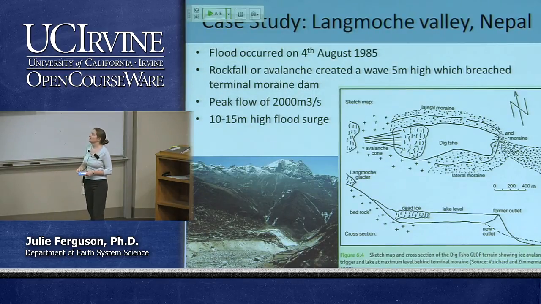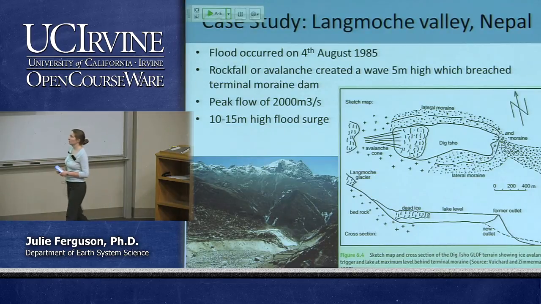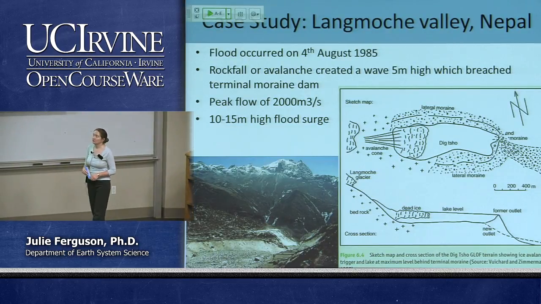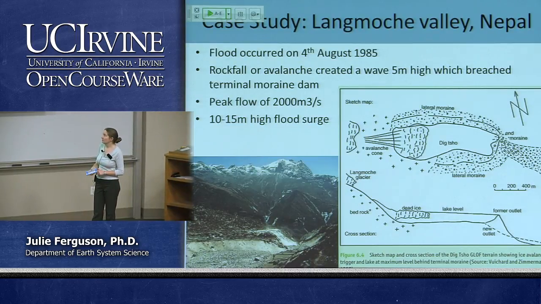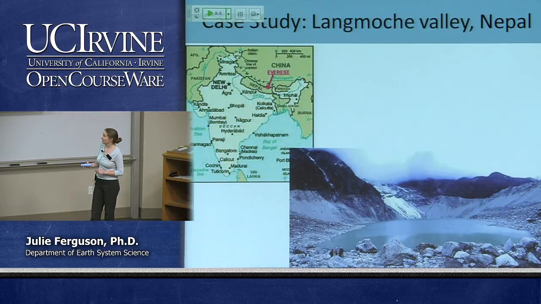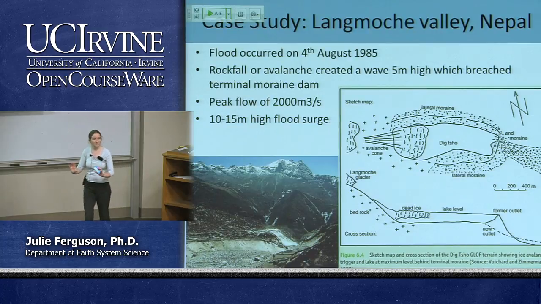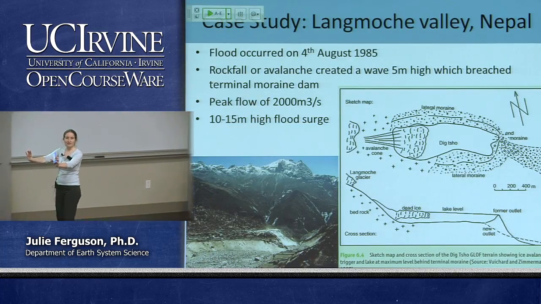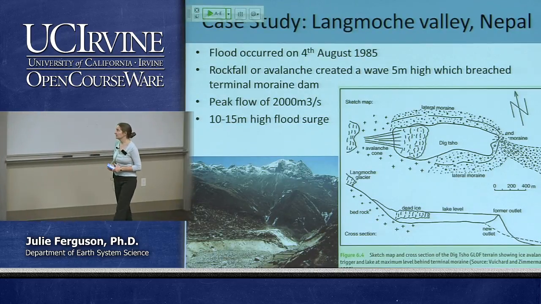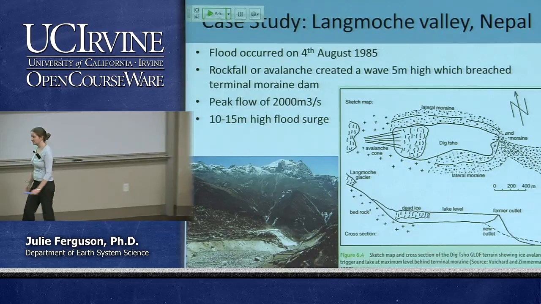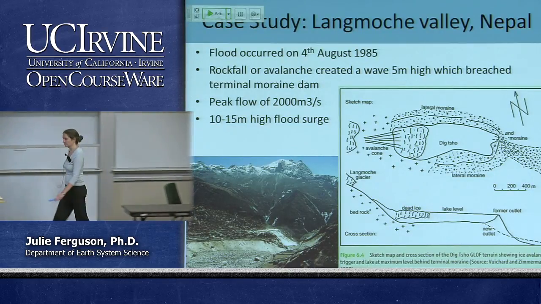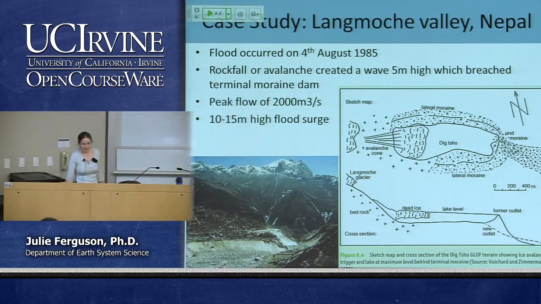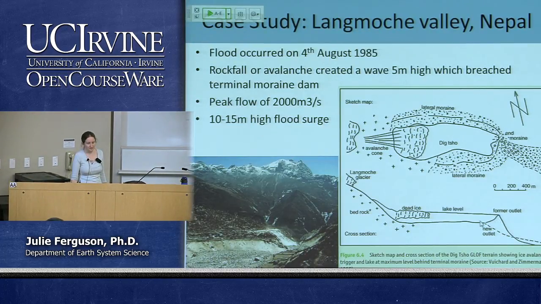What happened was in 1985, so a long time ago, probably before you were born for much of you, there was a big flood that occurred in August. This one was because we had a big rock fall from that area behind. It came down the valley and moved into the lake, and that pushed a big wave towards that moraine dam at the end. And it was so big that it forced its way through. You can see that the position of the former moraine wall was up here. After the flood, this was the new position of the land surface. So it had a really big effect on this particular lake.